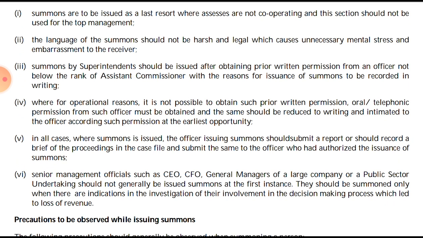So the officer who has authorized the issuance of the summons to the other officer, after the summons has been done, should submit the report, recording a brief of the entire proceedings in the case file, and submit a report to the person who authorized the issuance of the summons.